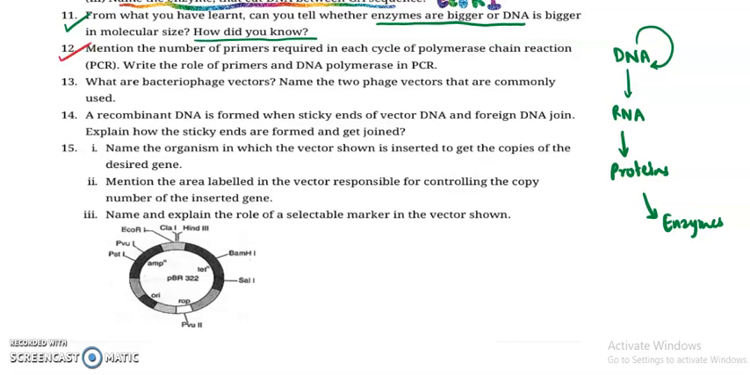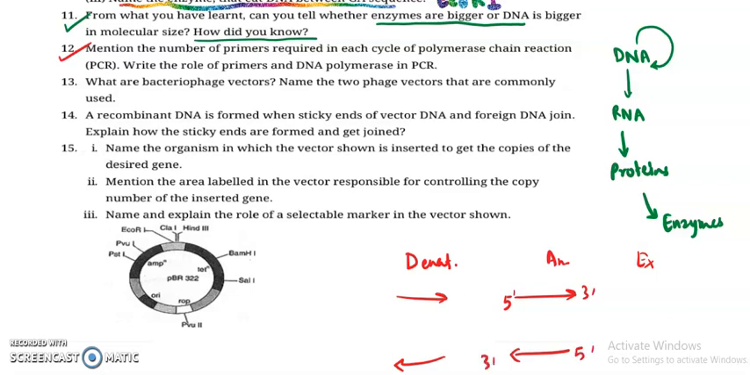Next is, mention the number of primers required in each cycle of PCR and write the roles of primer and DNA polymerase in PCR. Remember, the steps of PCR were denaturation, then annealing, and then extension. In denaturation, the 2 strands of DNA that have to be amplified move apart from each other. In the annealing process, primers were required, right? So primers adhere at the 5' end on each side.